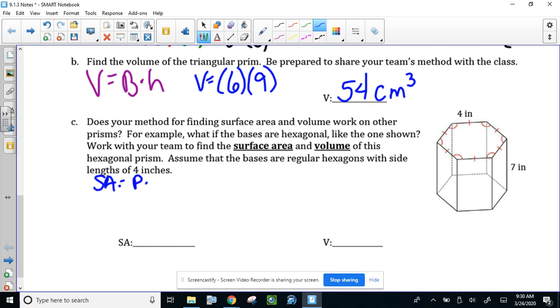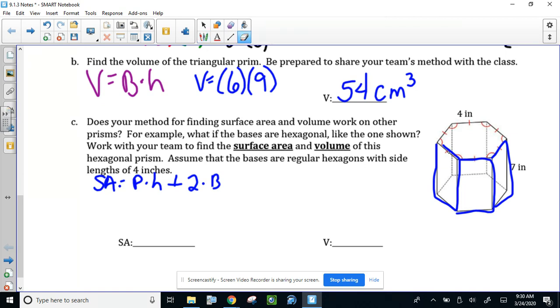the perimeter of the base times the height. That's going to catch all of these rectangles all around this hexagon, plus then we need to have the area of the two bases. So here's where it gets a little bit tricky, is when we have to calculate the area of the base of that hexagon. But firstly, the perimeter.